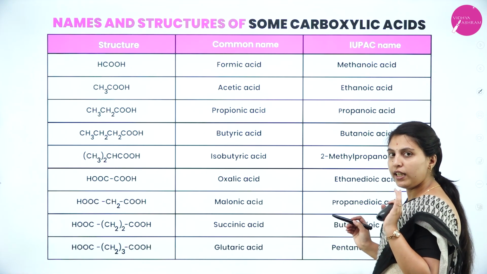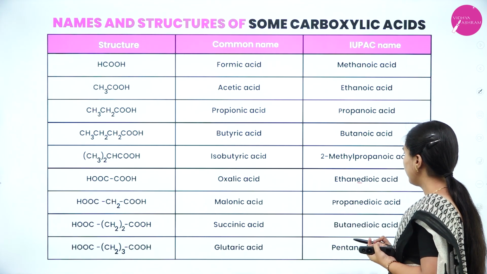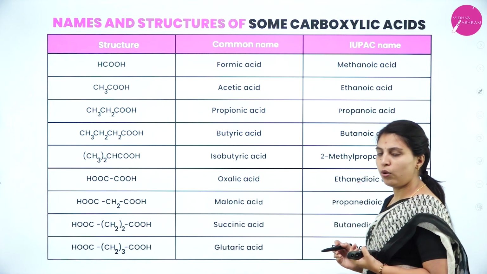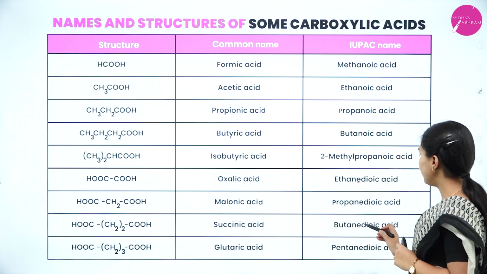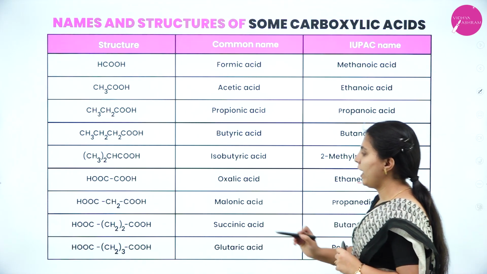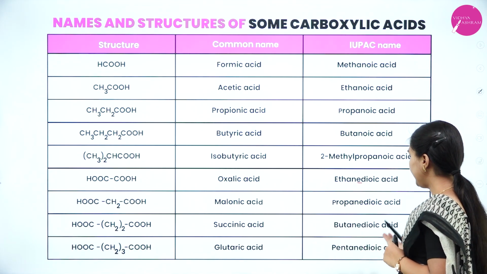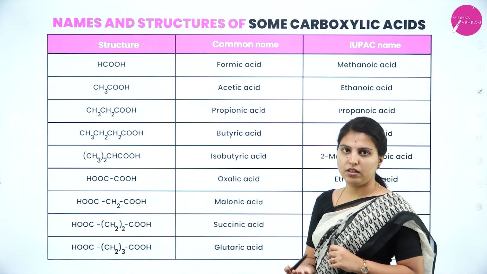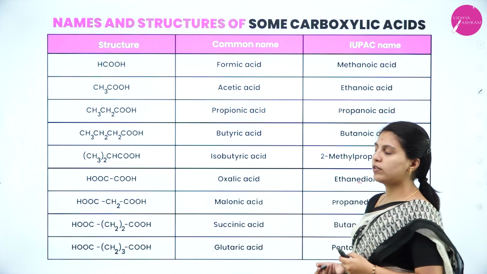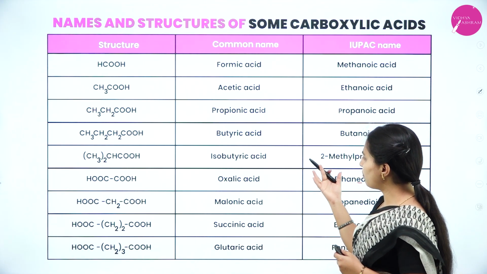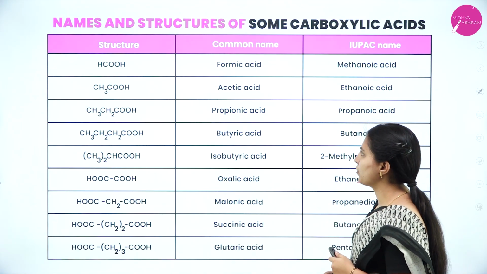We have said that when more than one carboxylic acid group is there, the E will be retained before di and oic acid. This is succinic acid, here butanedioic acid, and this is glutaric acid, pentanedioic acid. This is how the names and structures of some carboxylic acids are given. You have to know some of the common names and IUPAC names also.